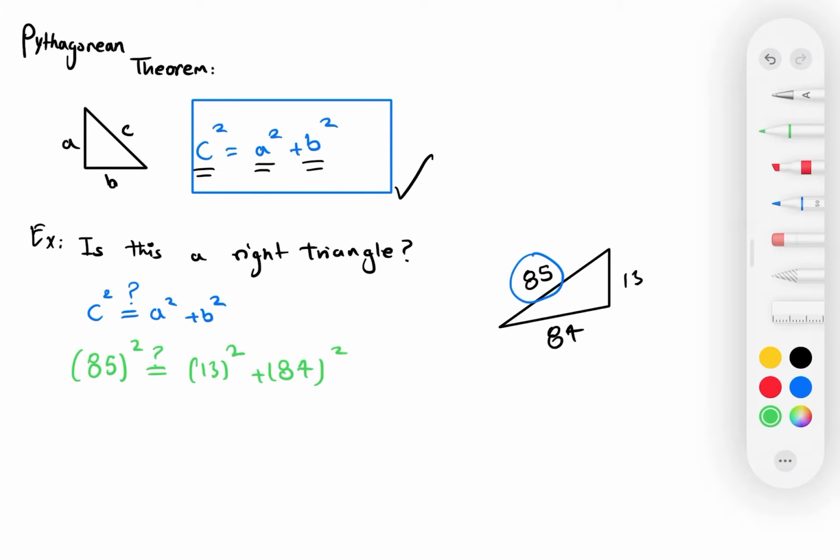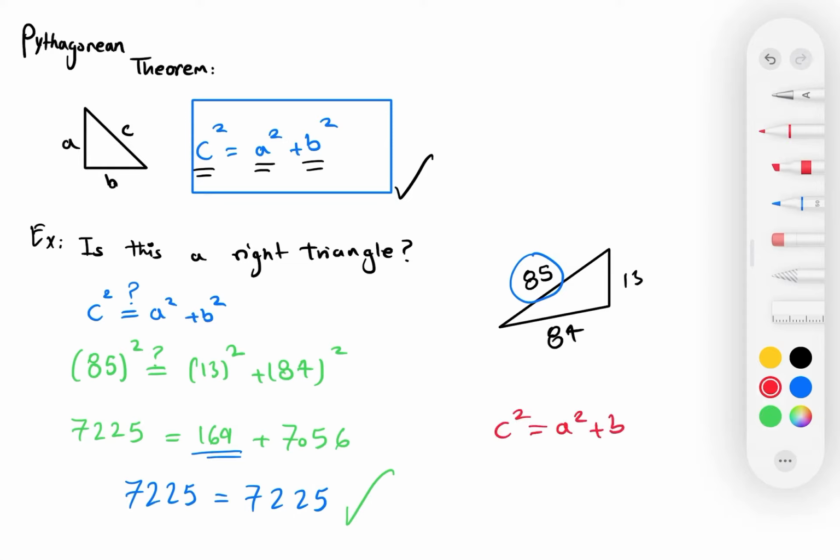So if you calculate that, 85 to the power of 2 would essentially be 7,225, while on the other side you would have 169 plus 7,056. So as you can see, these two sides are equal to each other. If you add 169 to that, you would get 7,225, which means that both sides are indeed equal to each other. What this shows is that this triangle is indeed a right triangle because it follows the rule c squared is equal to a squared plus b squared. So it is indeed a right triangle.